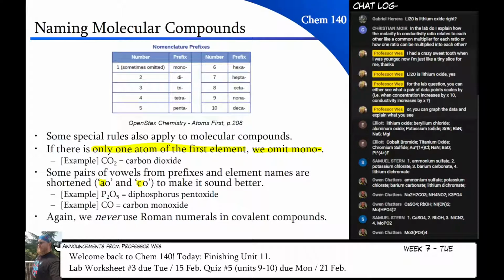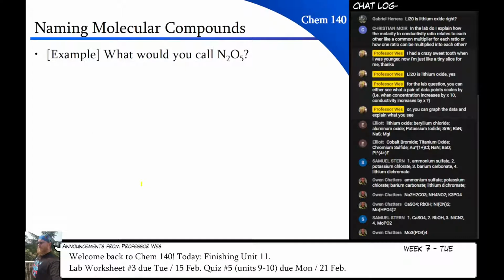And finally, no Roman numerals in these. Never Roman numeral. All right, let's do some examples. I want you to try and tell me what the name of this is and type it in the chat.